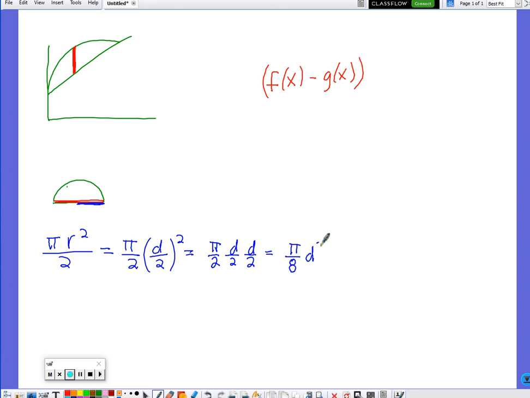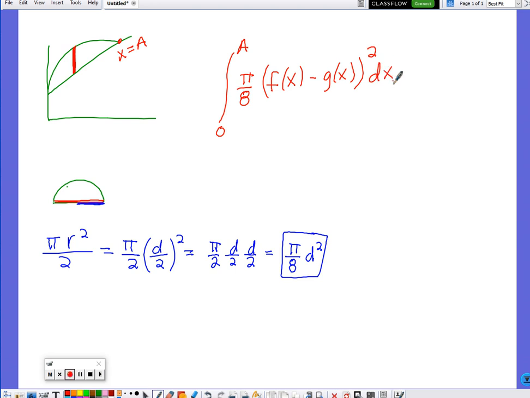So this is the formula I prefer to use on the AP test. It's less prone to error. So here's my diameter. All I have to do is square the diameter, multiplied by pi over 8, and I have found the area of one semicircular slice. Which slice depends on which x I plug into the formula. Therefore, I'm going to integrate from 0 to whatever this x-coordinate is. Don't forget to multiply by the thickness of the slice.